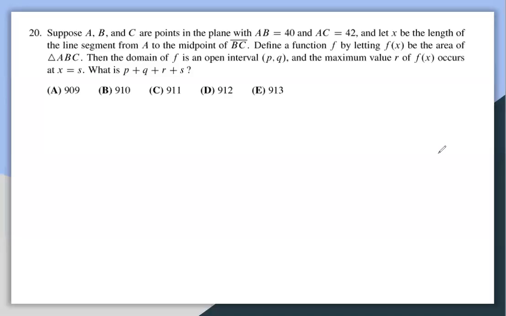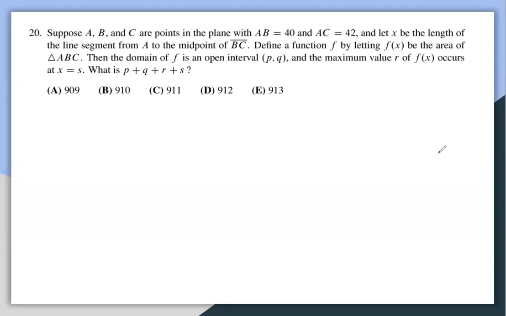Hello, everyone. So we have number 20 from 2024, 12B. We have A, B, C are the points in a plane with AB is 40 and AC is 42, and X is the length of the line segment from A to the midpoint of BC.